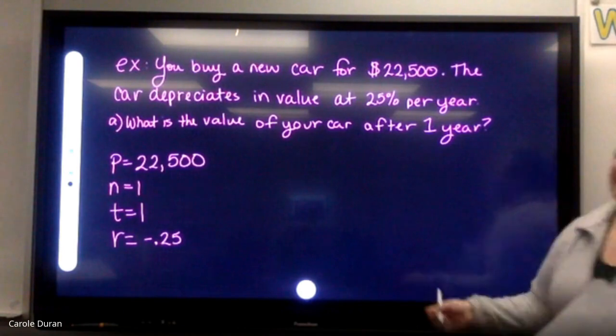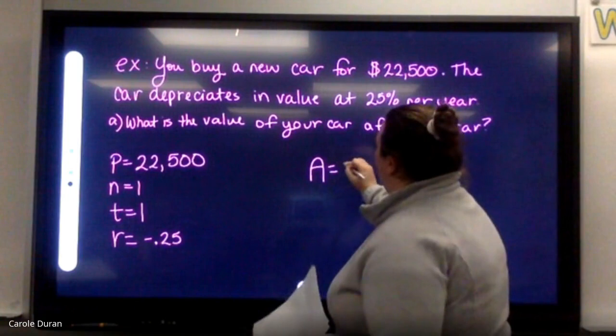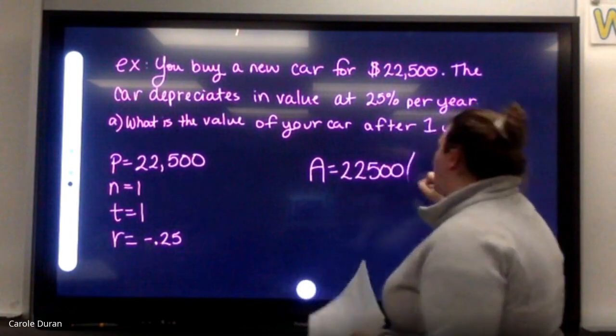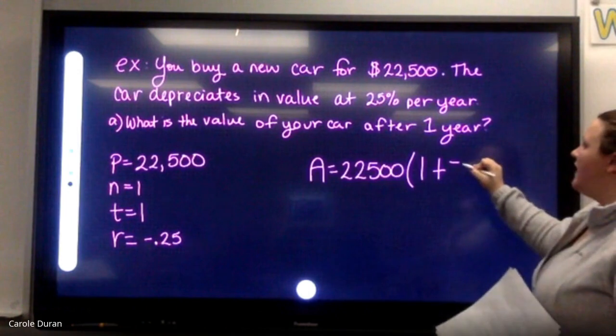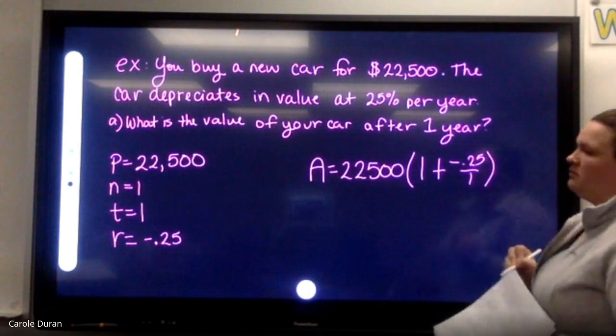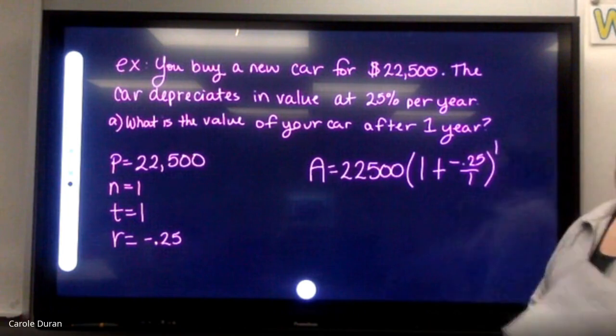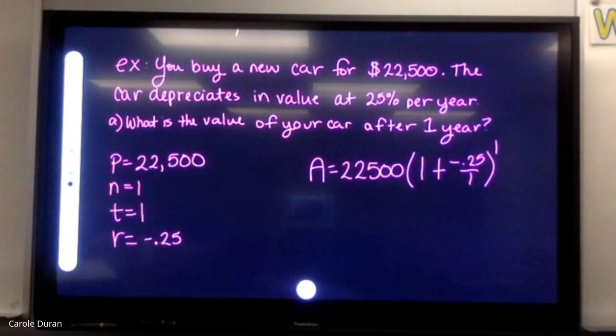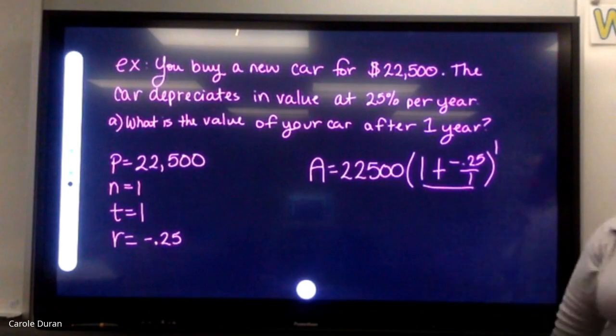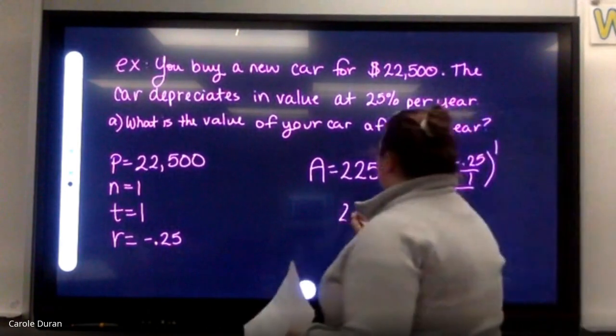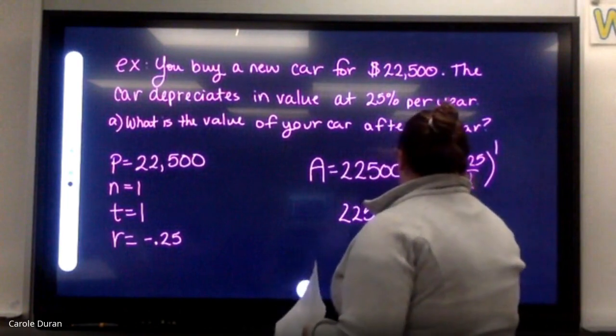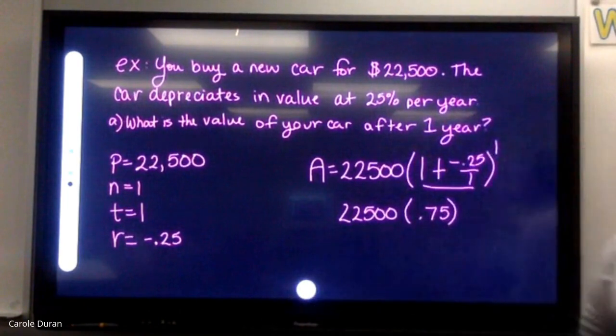Okay. So we plug it in. Steven, stop talking. So I have 22,500 times 1 plus negative 0.25 over 1 to the 1 power, because we only take the value once per year and we're only doing it after 1 year. So I could rewrite this by combining the 1 and the negative 0.25. And then this becomes 22,500 times 0.75, because 1 minus 1/4 is 3/4. And I can just plug that into a calculator. Steven, I want to know what answer you get.